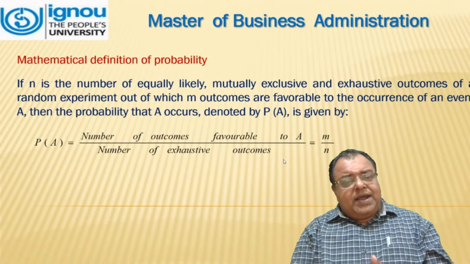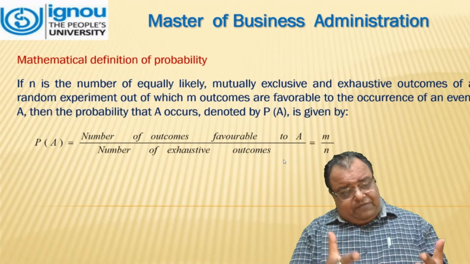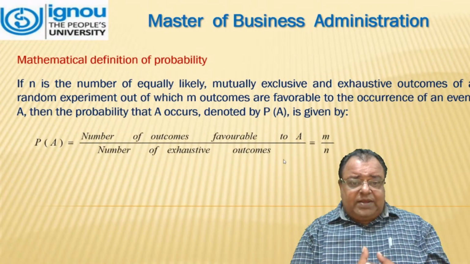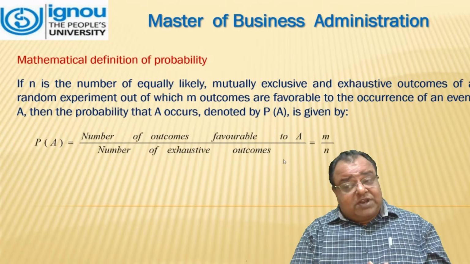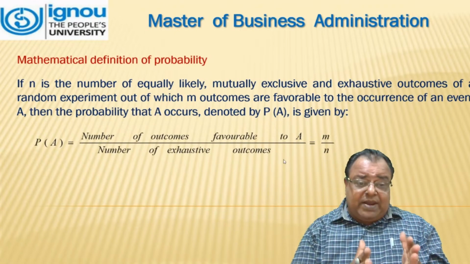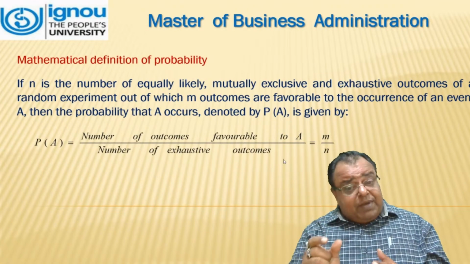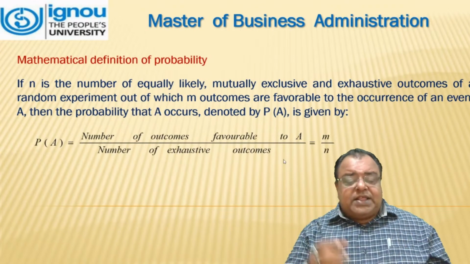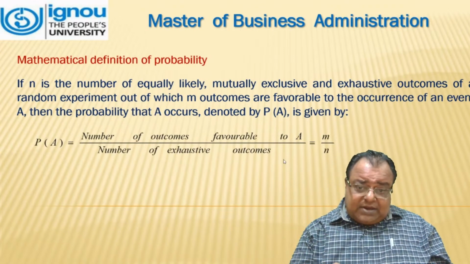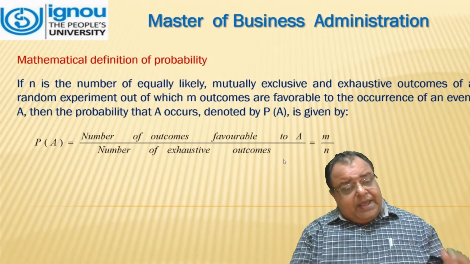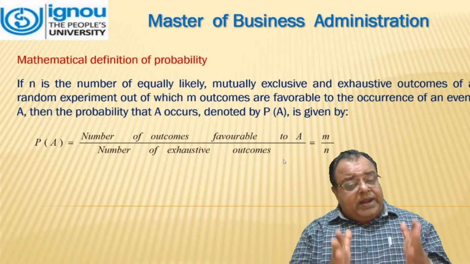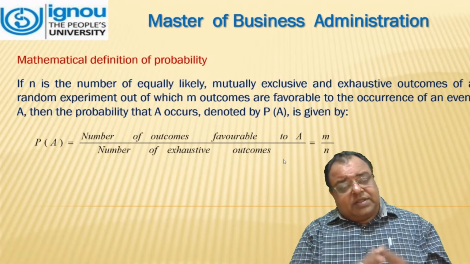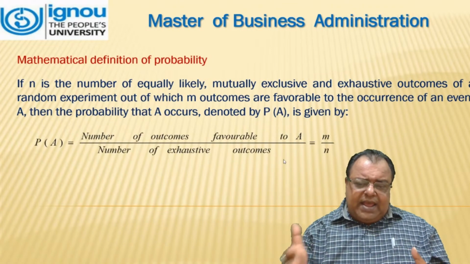Now, the mathematical definition of probability. If n is the number of equally likely, mutually exclusive, and exhaustive outcomes of a random experiment, out of which m outcomes are favorable to the occurrence of an event A, then the probability that A occurs is denoted by P(A), and P(A) is the ratio of the number of outcomes favorable to A upon the number of exhaustive outcomes. Mathematically, we can say that m by n.